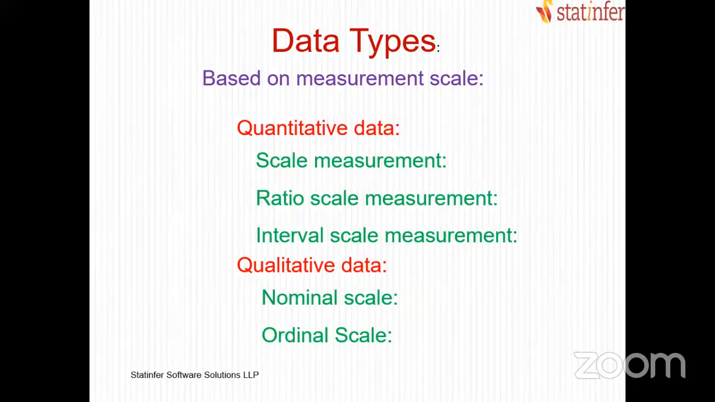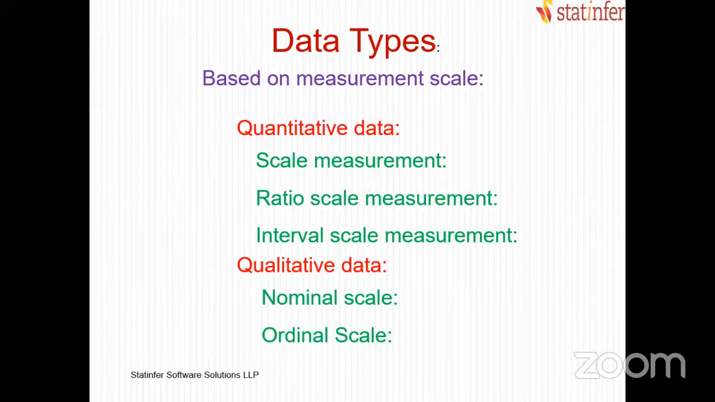Data types based on measurement scale. Based on measurement scale, we have two types of data: one is quantitative data and the other is qualitative data. Under quantitative, we have scale measurement, ratio scale measurement, and interval scale measurement. Under qualitative, we have nominal and ordinal scales.